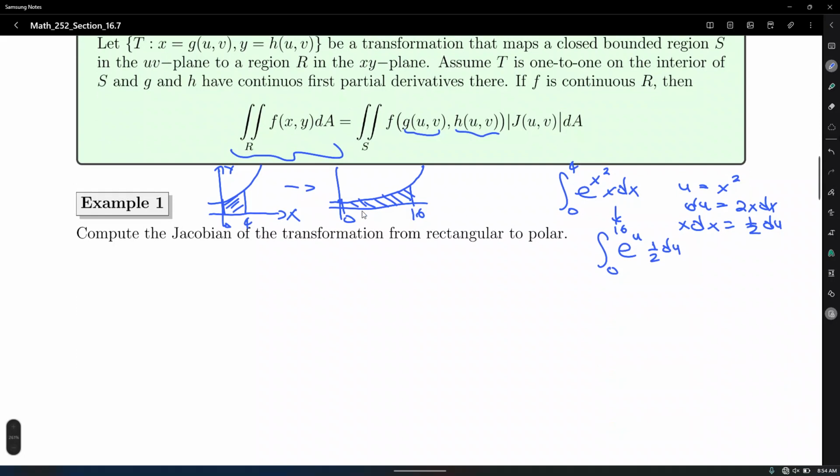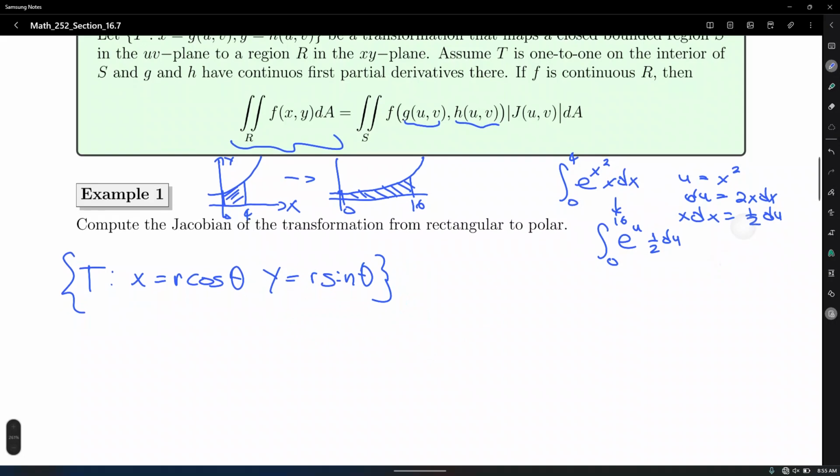Well, how do we compute the Jacobian? Let's have a look at some examples of computing the Jacobian, and then we're going to evaluate a couple of integrals. Okay, so they're asking us to compute the Jacobian of the transformation from rectangular to polar. So we need to set, first of all, a transformation, that is, the transformation big T, where x equals r cosine theta and y equals r sine theta. You know these conversion formulas from the world of polar, right?